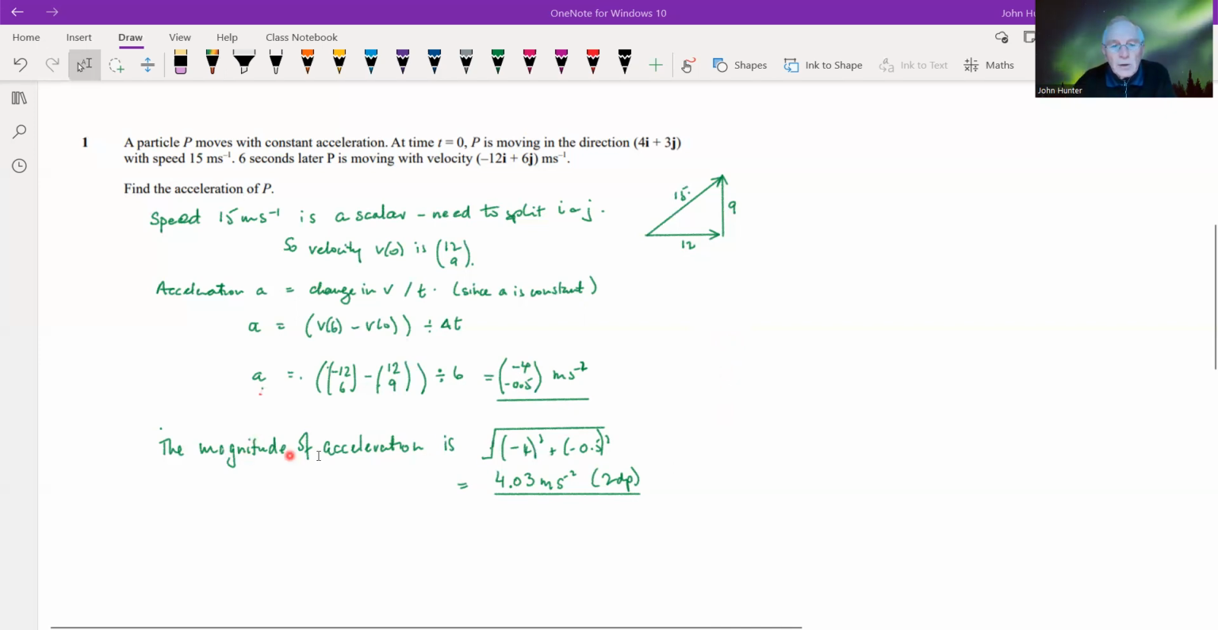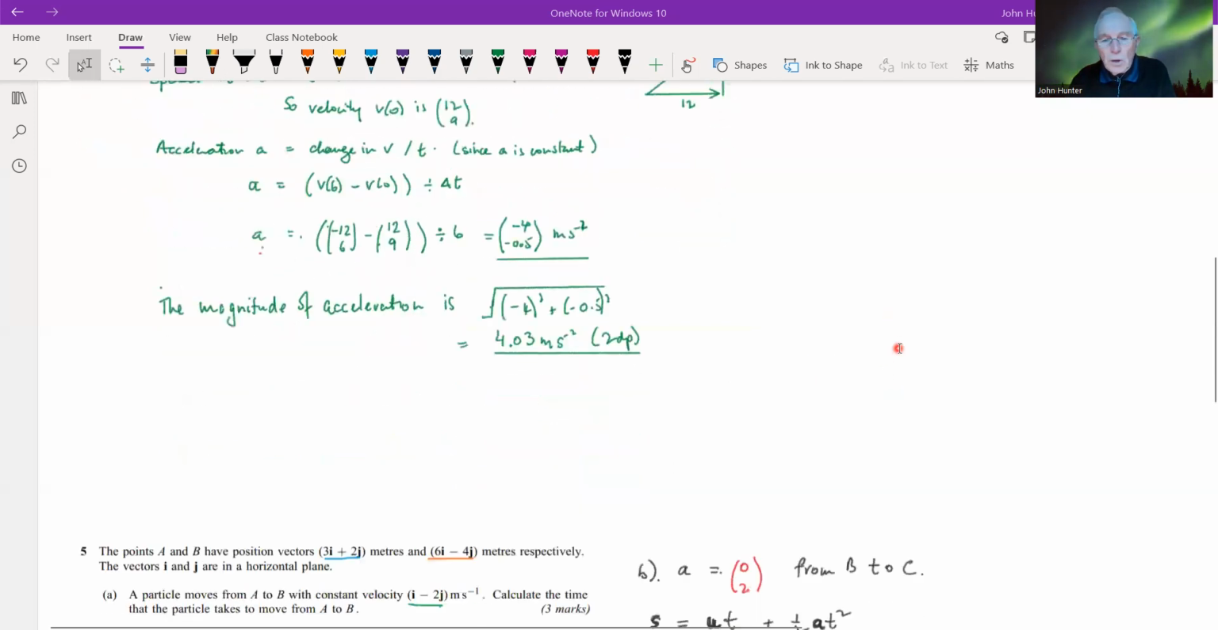But I've just added this little bit on here because if we wanted the magnitude of the acceleration, then this is where we would use Pythagoras. It would be the square root of the sum of the squares of the two components, which comes to 4.03 meters per second squared. So that's in the direction of travel, and we could work out the angle as well if we wanted. That's just a bit of a bonus section on the question. But the answer to what is the acceleration of P is just there.